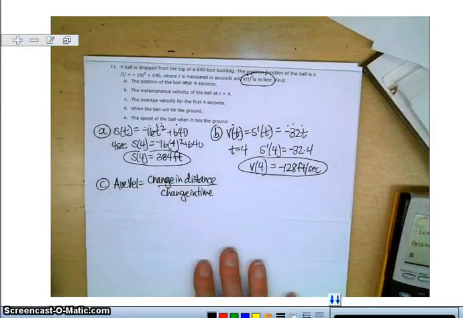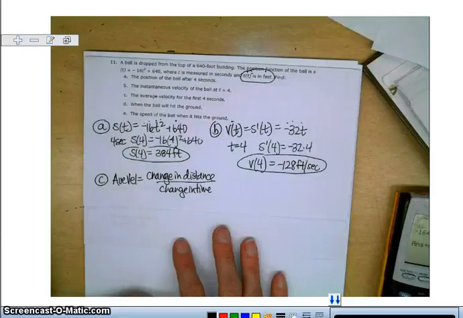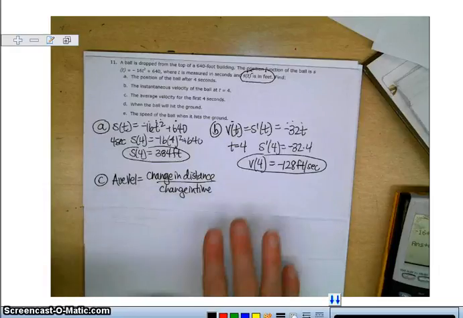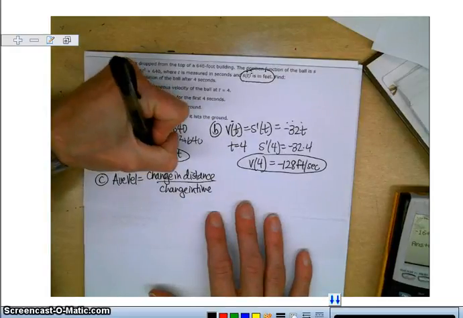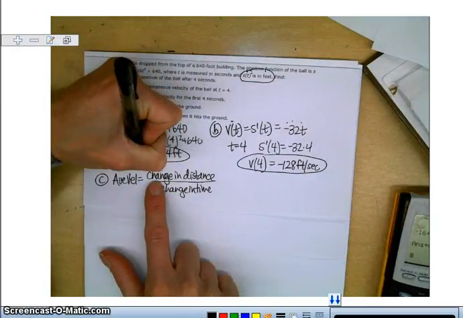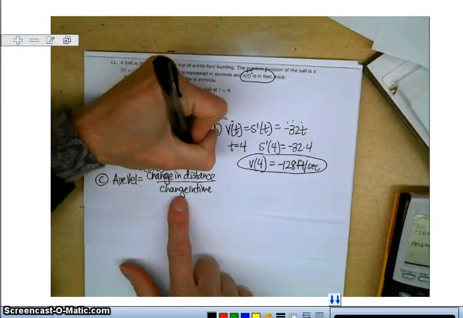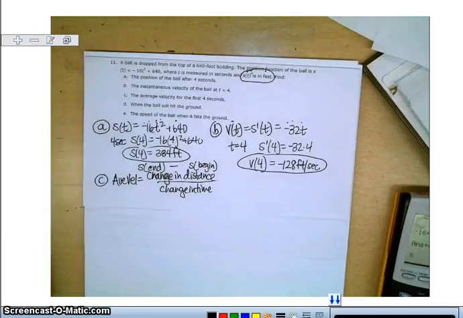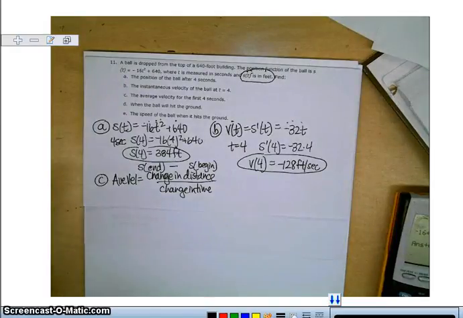Now, to find change in distance, I have to think. Over the first 4 seconds, at the end, I have to take the position at the end minus the position at the beginning. That's how you find the change in distance. Isn't distance a position? So change in distance, change in position.